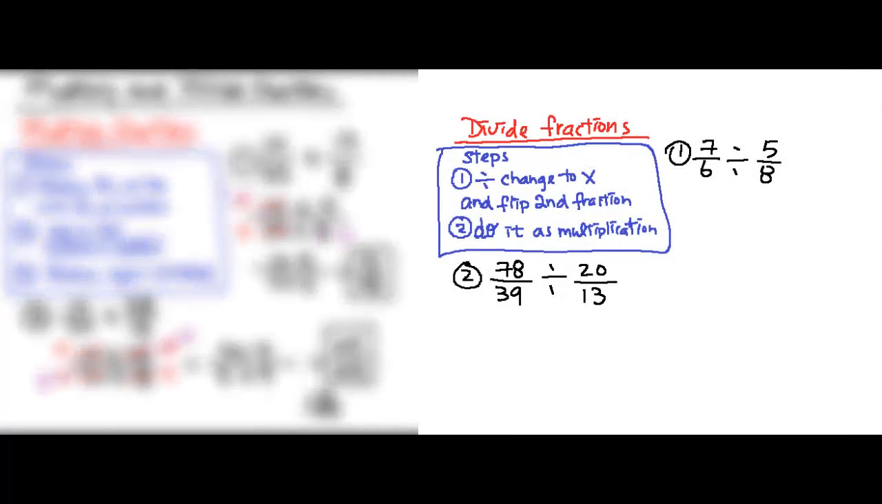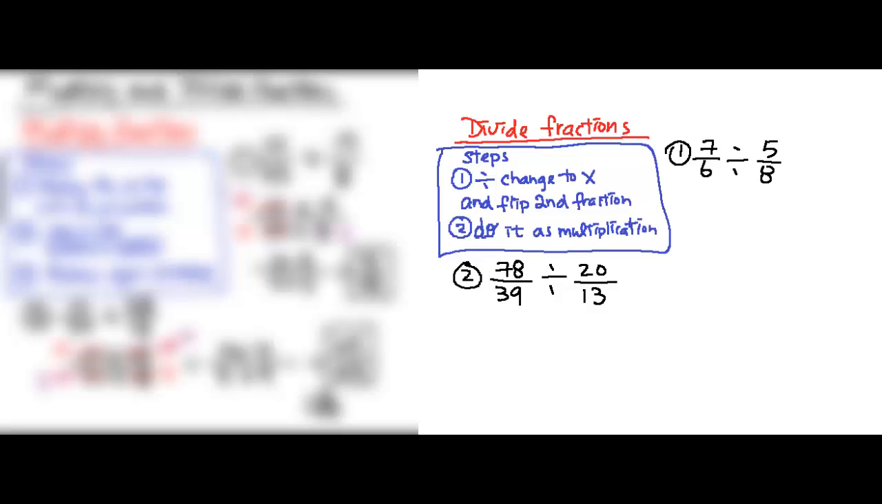Next, we are going to look at the division of fractions. The steps are, first, we need to change the division to multiplication and flip the second fraction. Only the second fraction; the first term will stay the same. And after you change the division to multiplication, you can do it just like what you did for multiplication.